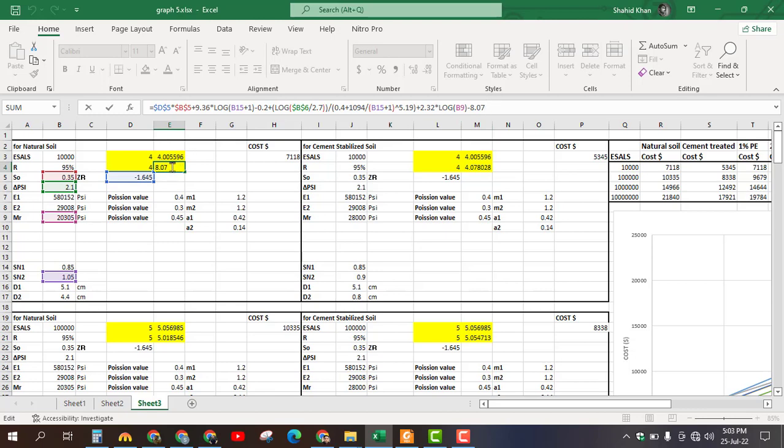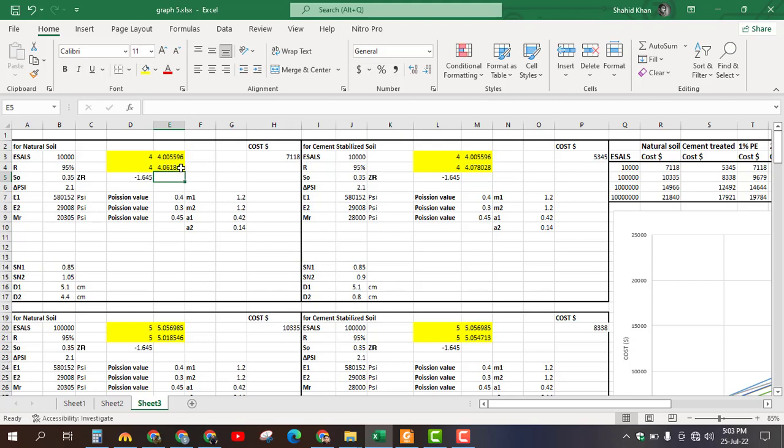So clicking enter, this is equal to 4.06, so it means that these values are similar, are equal. By changing this value from 1.05 to 0.7, the value decreased, so it's not equal. Again we will move above, that is 1.2, so now it is higher than 4, so we will reduce it to 1.05, then now it becomes equal. So it means that structure number 2 is 1.05.